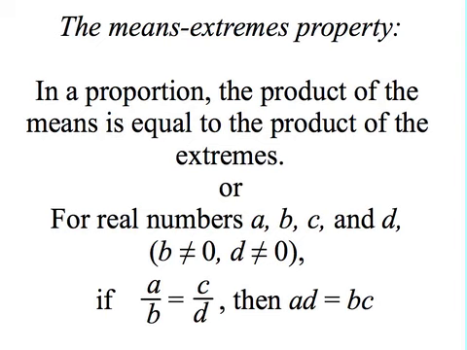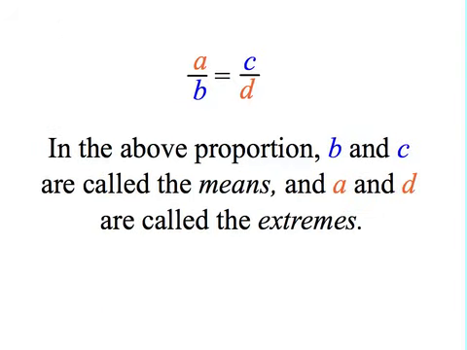But let's define what the means and the extremes are. We're looking at the proportion a over b is equal to c over d. The red variables, the a and the d, are the extremes, and the blue variables, the b and the c, are the means. So when we cross multiply, we get a times d is equal to b times c.